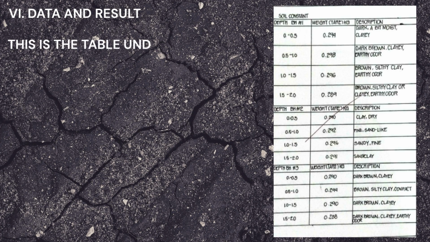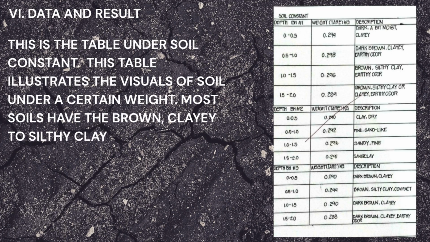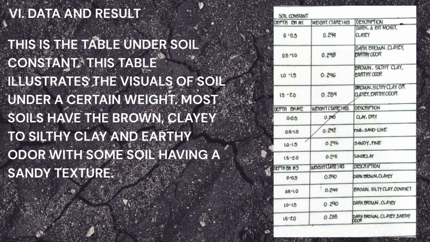This is the table under soil constant. This table illustrates the visuals of soil under a certain weight. Most soils are brown, clayey to silty clay with an earthy odor, with some soil having a sandy texture.